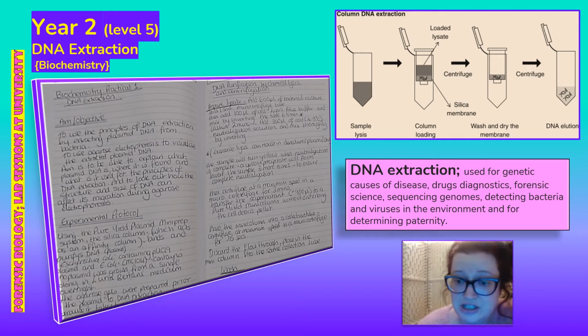So DNA extraction is used for genetic causes of disease, drugs, diagnostics, forensic science, sequencing, goodness knows, there's a whole load of things it's used for. Basically, DNA is the genetic makeup of what makes you you, I guess. So what makes you have the characteristics, what medically you can cope with, what medically you can't, what illnesses are in your family. Genetics and DNA are basically the building blocks. They are who you are, and they dictate what cells do, what cells don't do. So they're really the brains behind the human body, which is absolutely extraordinary.